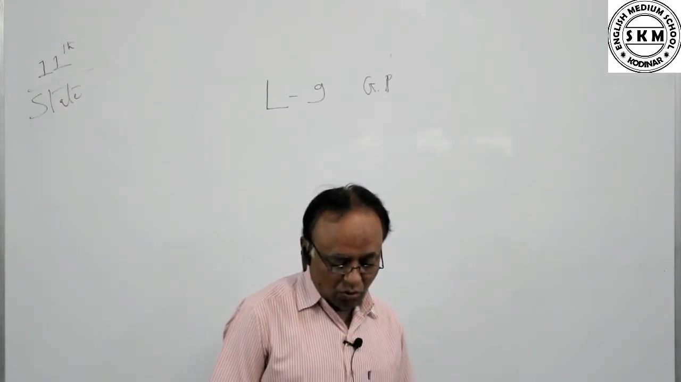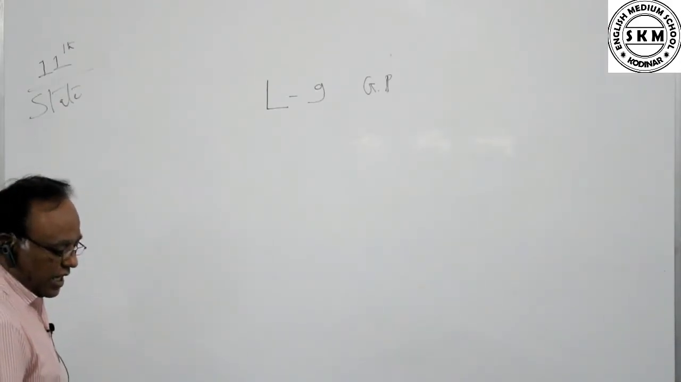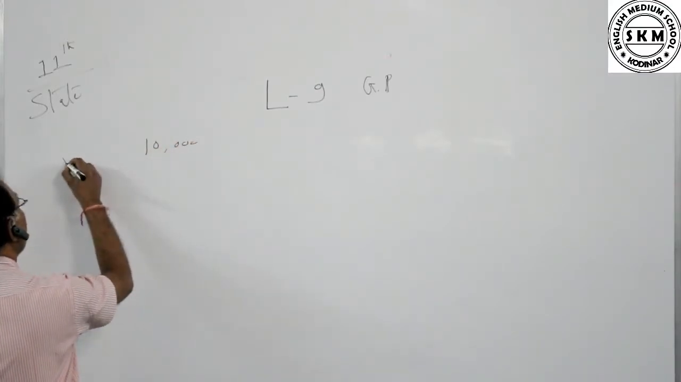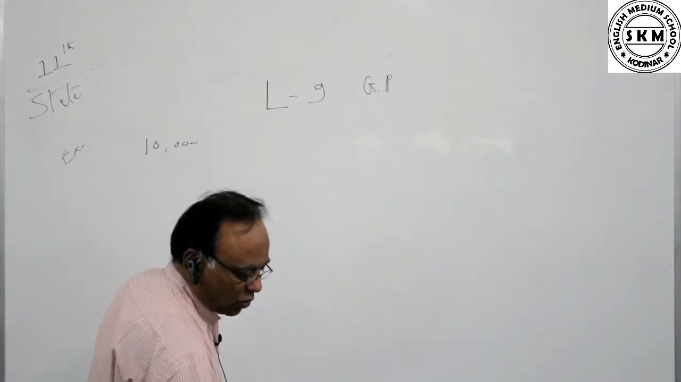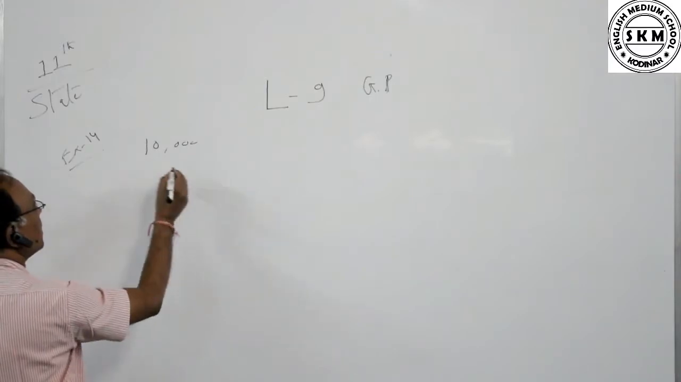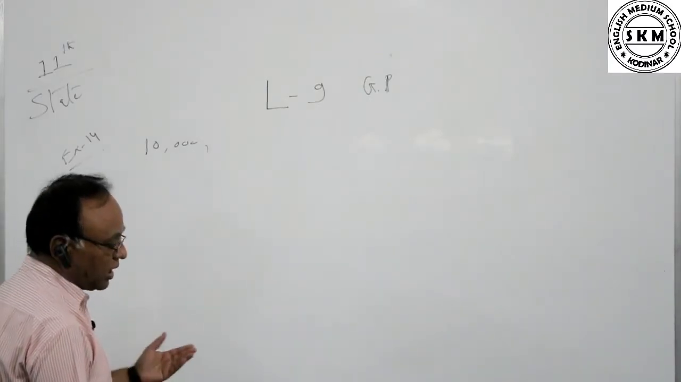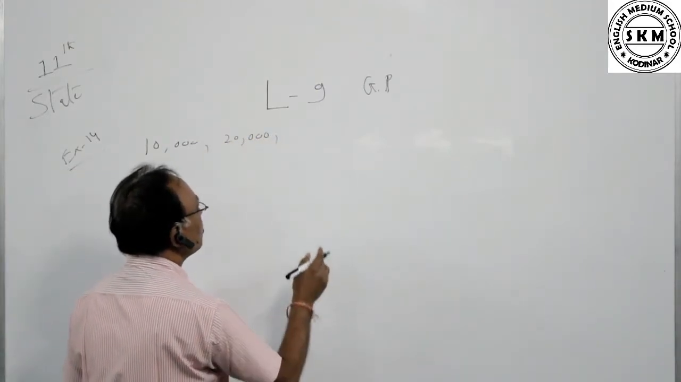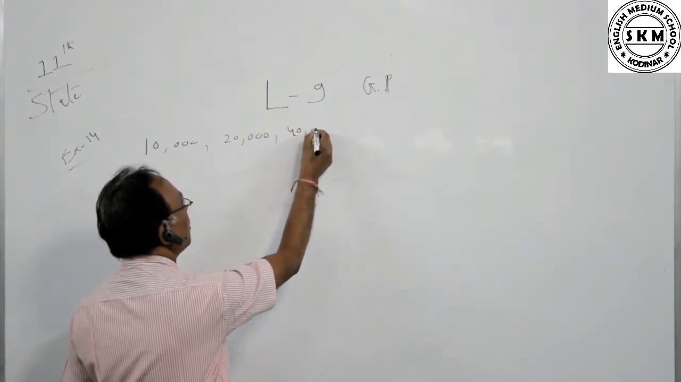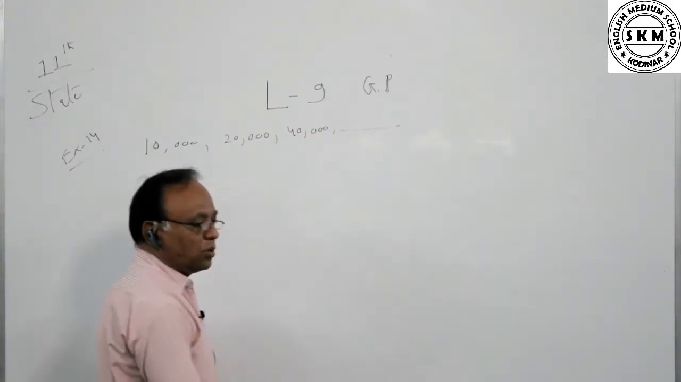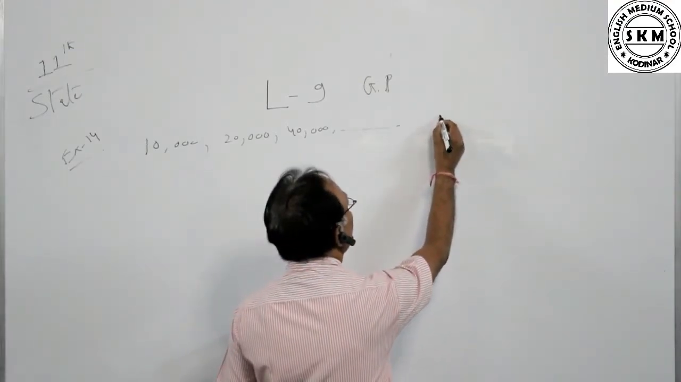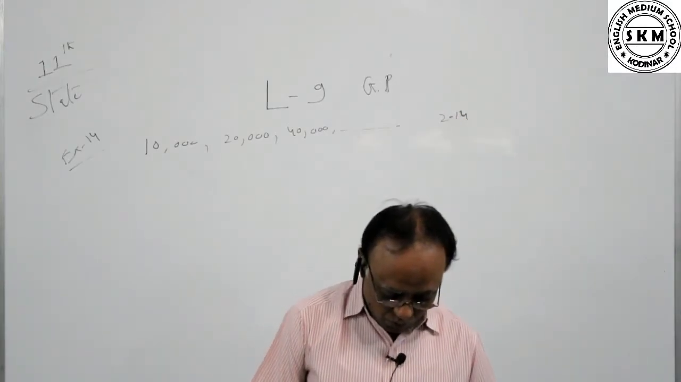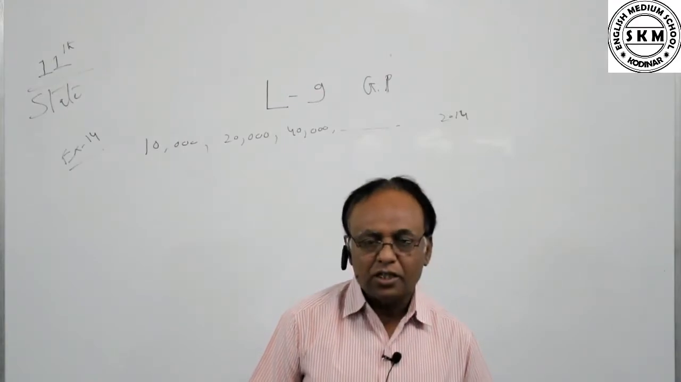Now, 2009, the amount deposited is 10,000. Next year, 2010, double, twice, 20,000. Next 2011, double, 40,000. So on up to 2014. And the question is, what would be the amount of the deposit in the year 2014?